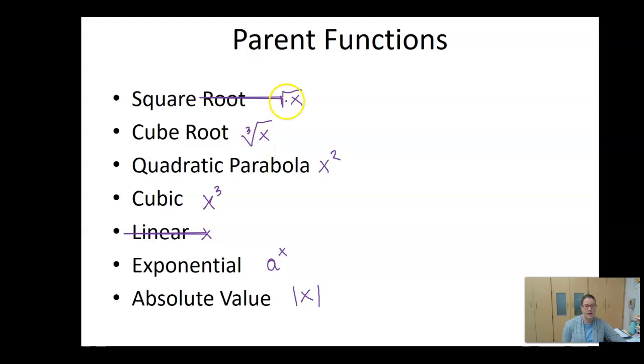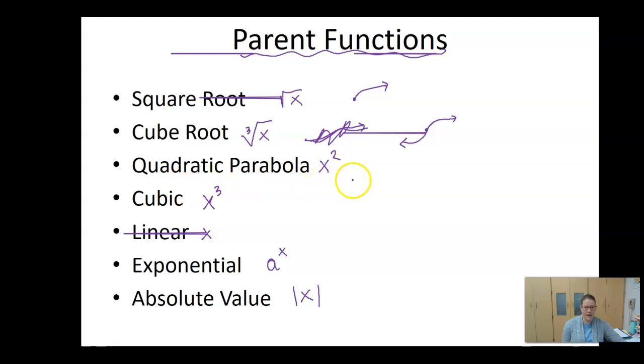Again, they can be added to, subtracted from, they can have things multiplied by them, and they can be reflected. Those are all in the same family as long as you see a square root of x or a cube root of x or an x squared somewhere in the equation. Remember, square root is kind of shaped like a little rainbow. Cube root is shaped not like that really. It changes. It goes up and down.